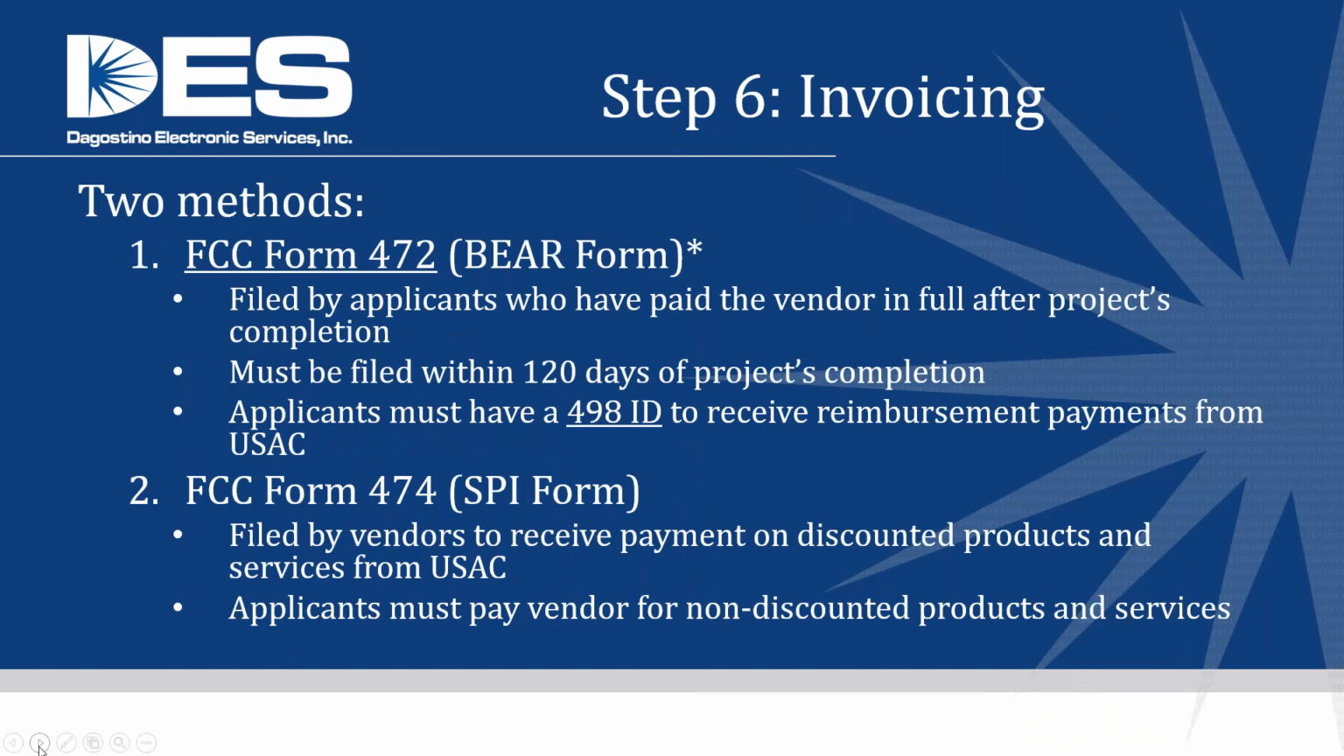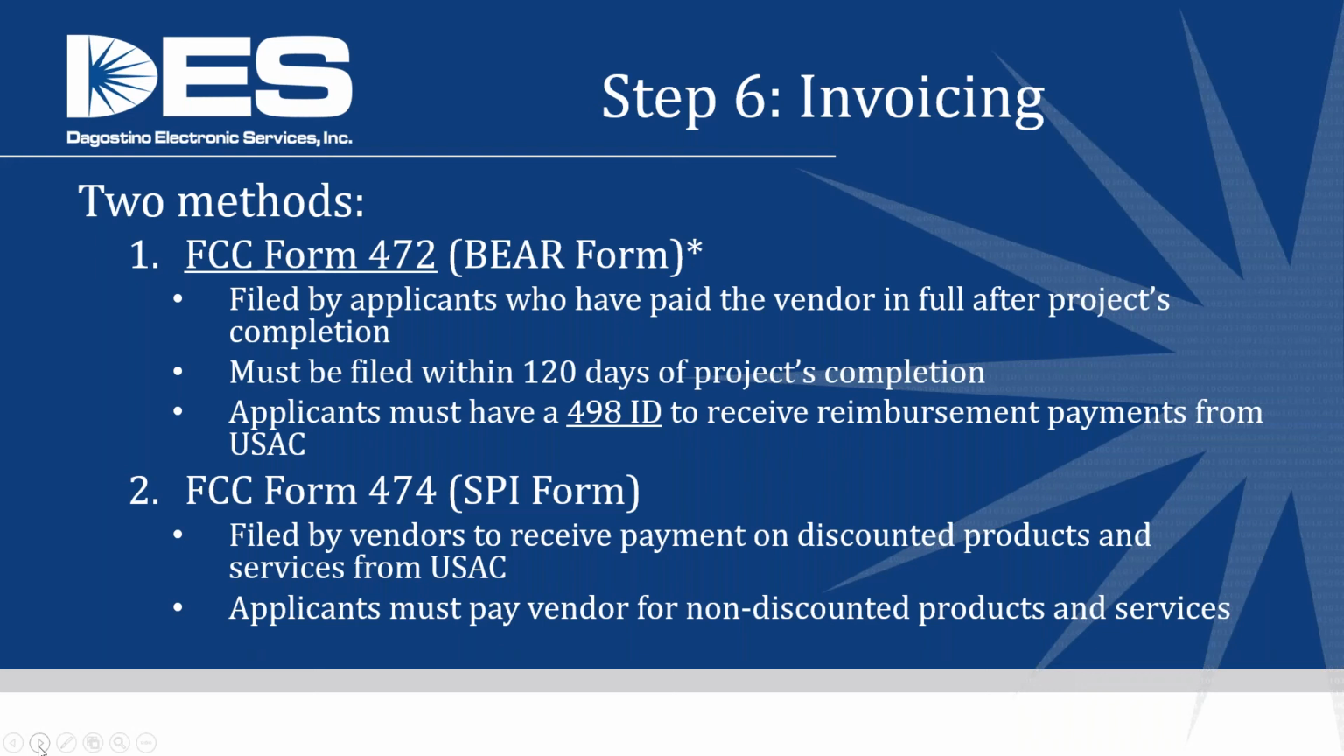After that, you'll go to the invoice step. There's 2 methods. There's the Form 472, which is the bearer form, and the Form 474, which is the SPI form. The bearer form is filed by applicants who have paid the vendor in full after project's completion. It must be filed within 120 days of project completion. And then applicants must have the Form 498 ID to receive reimbursement payment from USAC. The Form 474 is filed by vendors to receive payment on discounted products and services from USAC. Applicants must pay vendor for non-discounted products and services.